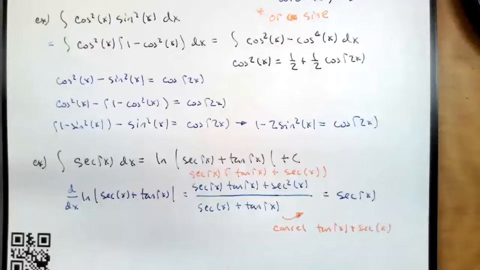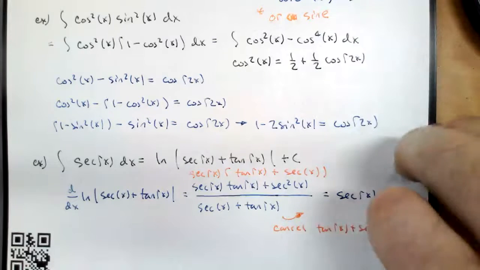I'm not saying that this is the creative way where we take secant x, know nothing, and then come up with the natural log. But this is an important discovery. Noticing that the derivative of the natural log of secant x plus tangent x is secant x. And the main thing that happened here after we took the derivative is that we canceled out secant x plus tangent x. That's the important part.